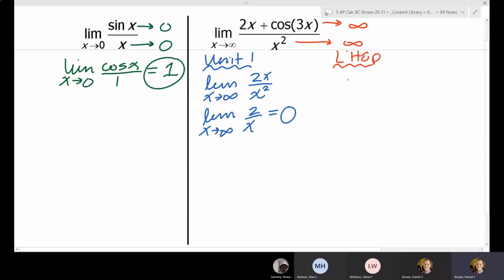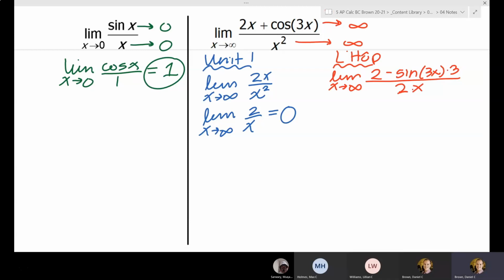And L'Hopital's rule states I just need to take the derivative separately of the numerator and the denominator. This becomes 2 minus the sine of 3x times 3. My denominator becomes 2x. Why I would avoid L'Hopital's rule for this one is you're still stuck doing kind of like what matters most.